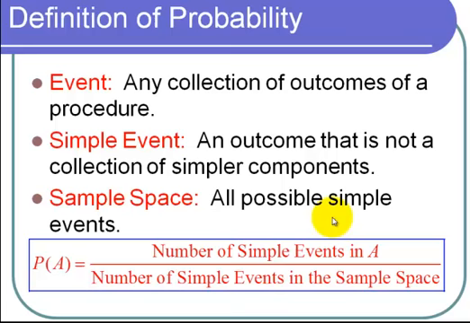So now for the big definition. This is the definition of probability. And what it says is that the probability of an event A happening is equal to the number of simple events in A divided by the number of simple events in the sample space. So for example, the probability of rolling an even number is 3 divided by 6 because there are 3 even numbers, 2, 4, and 6, and there are 6 different die rolls that could happen: 1, 2, 3, 4, 5, and 6. So the probability of an even number is 3 divided by 6.